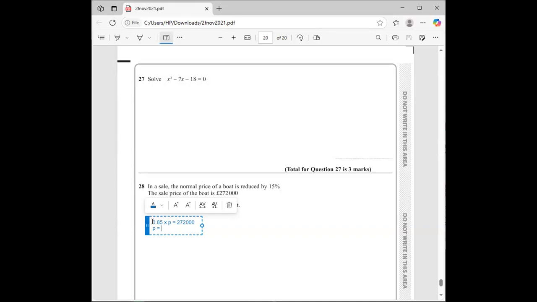Okay, so can you do that on your calculator while I just write this down? Let me use the ink. Write it down. 272,000 divided by 0.85.